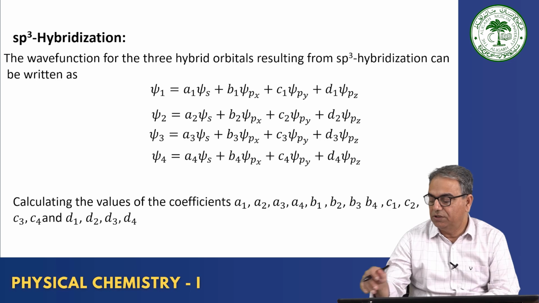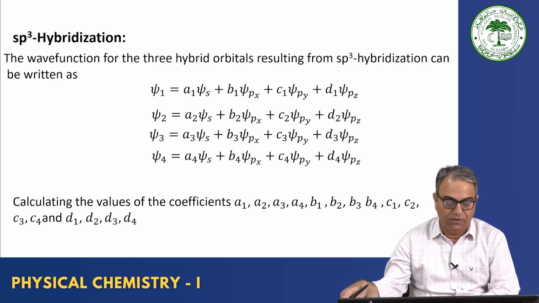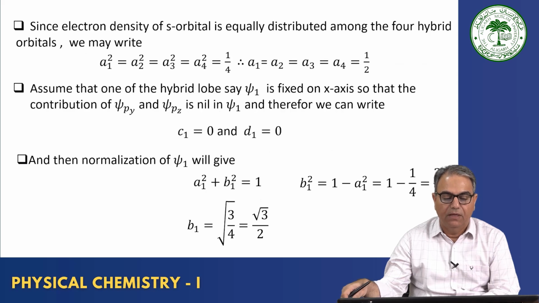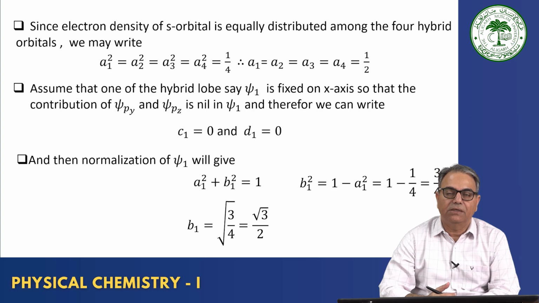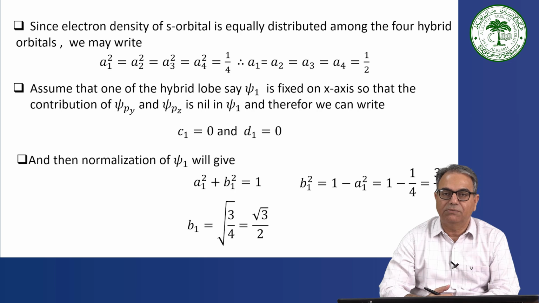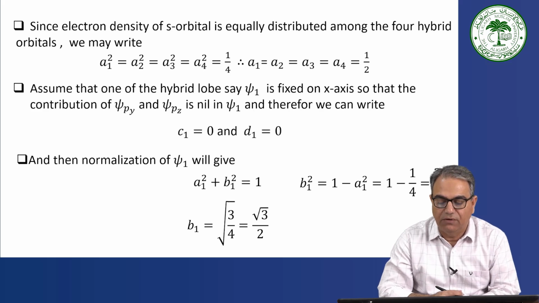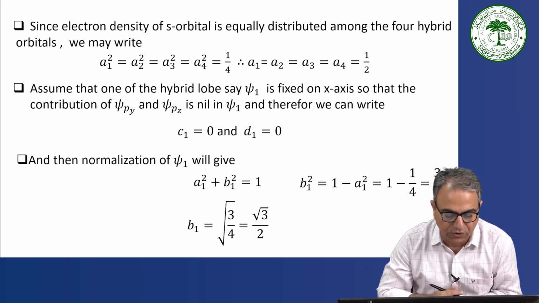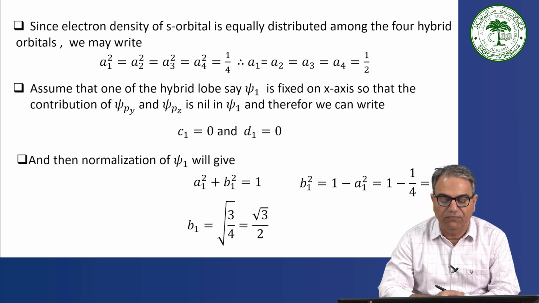Okay, a1, a2, a3, a4, b1, b2, b3, b4, and so on. All 16 coefficients. Okay, and for finding out this, again, the first thing which we say is that s orbital is contributing equally. So the contribution is given by the square of the coefficients. It means a1 square is equal to a2 square is equal to a3 square is equal to a4 square. And so equal contribution to 4 means it is 1 by 4. One s orbital is distributed in 4 hybrid lobes. So a1, a2, a3 and a4 are 1 by 2. That is very easy to see. So 4 coefficients you have found.